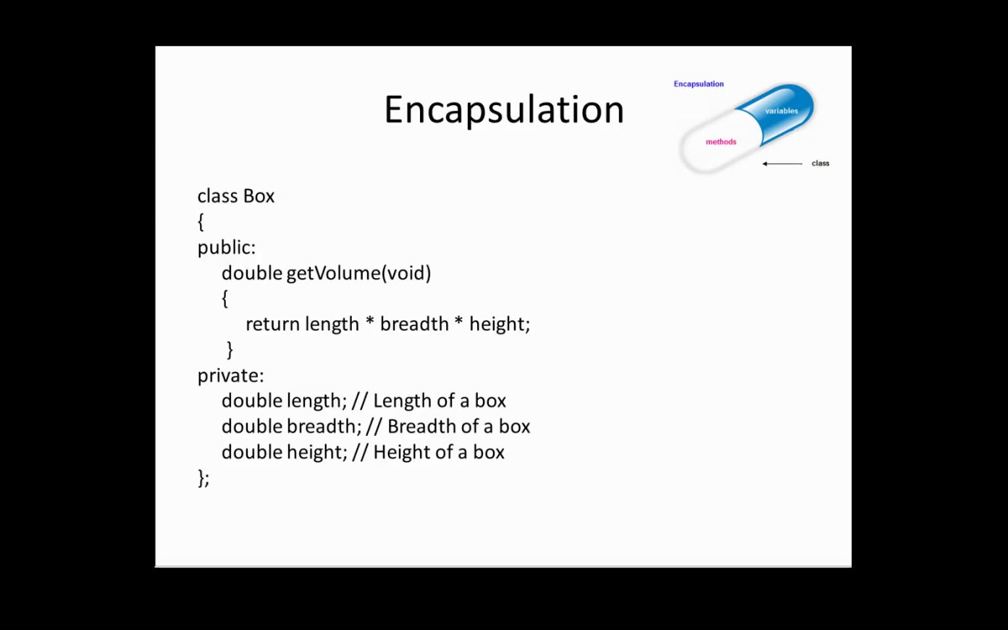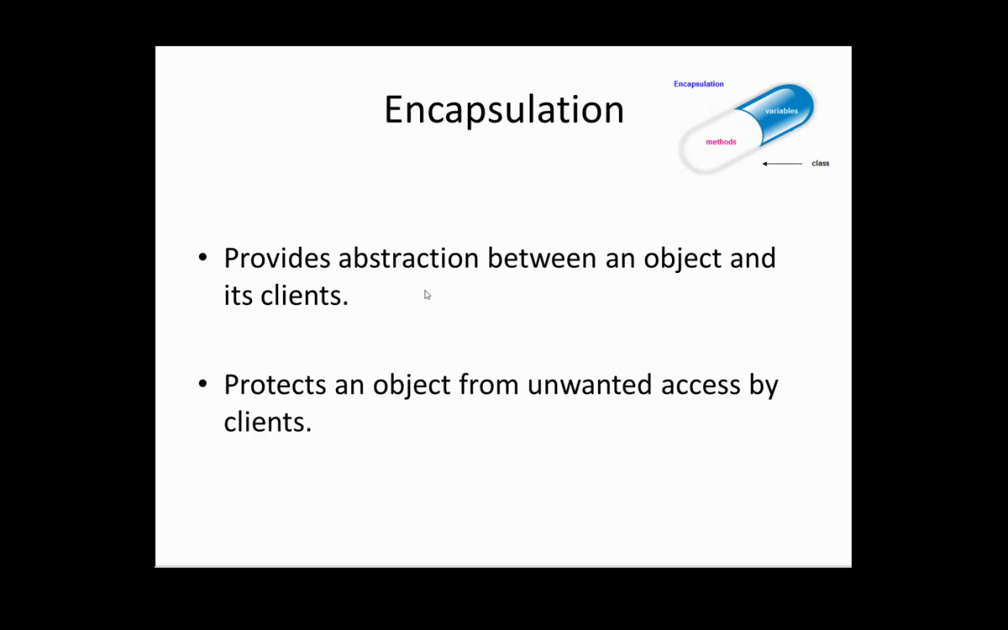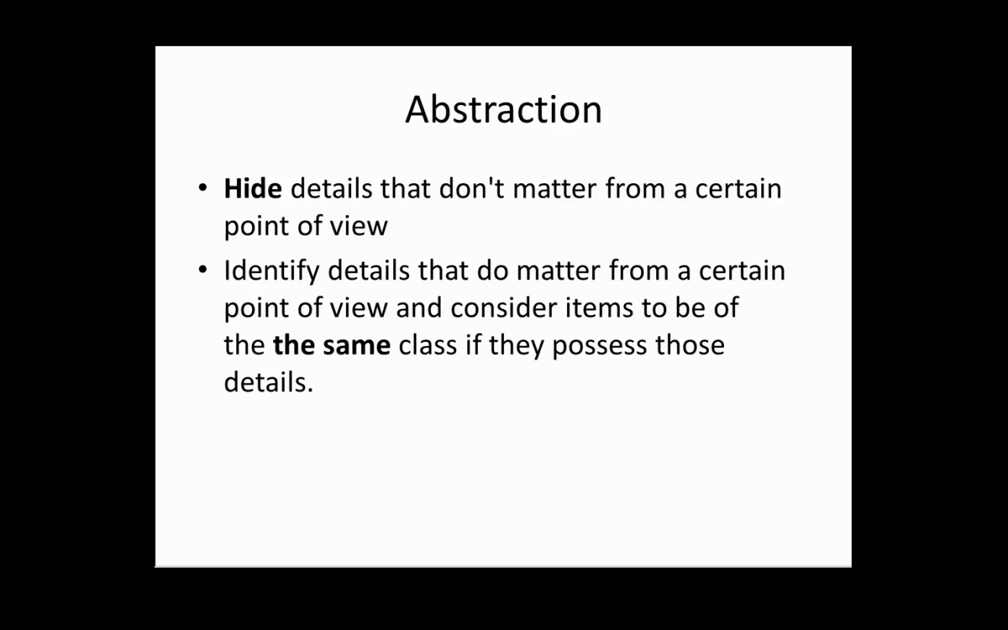Making one class a friend of another exposes the implementation details and reduces encapsulation. The ideal is to keep as many of the details of each class hidden from all other classes as possible. The common example of encapsulation in real life is a capsule. In a capsule, all the medicine is encapsulated inside the capsule, right? So we are not able to see what is in it. So in conclusion, encapsulation provides abstraction between an object and its clients and protects an object from unwanted access by clients. Okay, so now it's turn for abstraction.